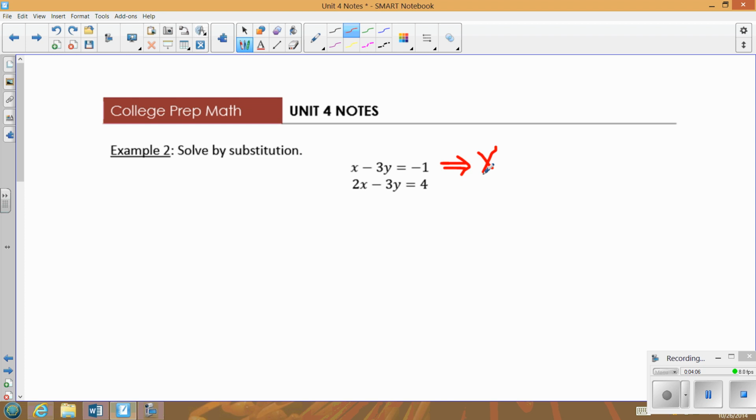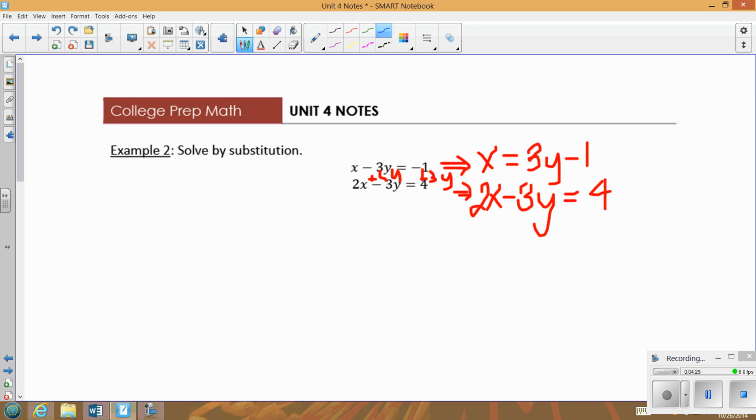So this is going to be x equals 3y minus 1. I got that by adding 3y to both sides. That's what I did. Then the second equation I'm just going to leave as is. Let me just rewrite it over here. So it's 2x minus 3y equals 4.